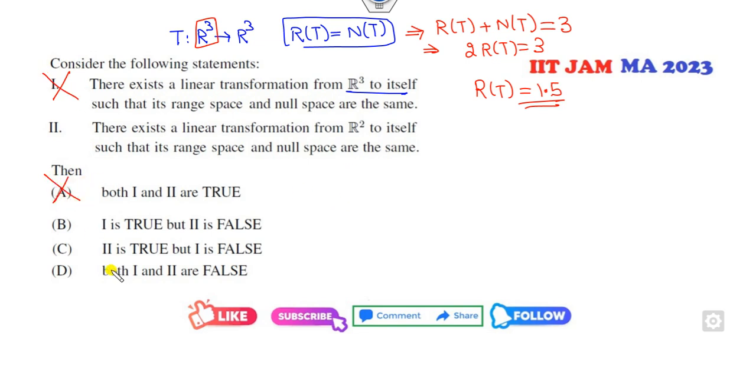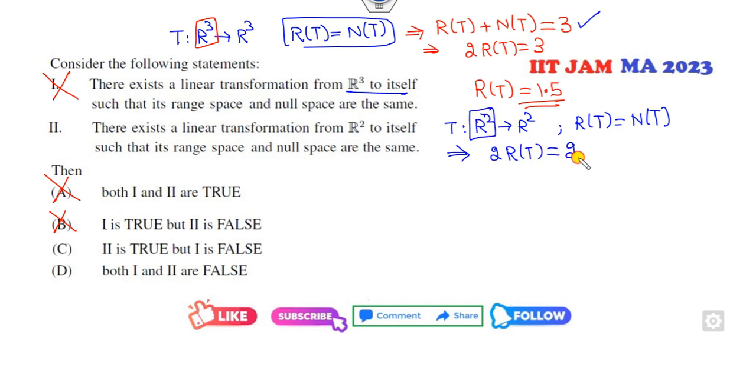So first option is cancelled and 1 is 2, this option is cancelled. Look at the second one. T is a mapping from R square to R square such that rank of T and the null space of T are same. So what does it mean? Again I can apply the rank-nullity theorem. So 2 times the rank of T is the dimension of this. Is it possible? Yes, it is possible. So yes, second is correct, first one is not.